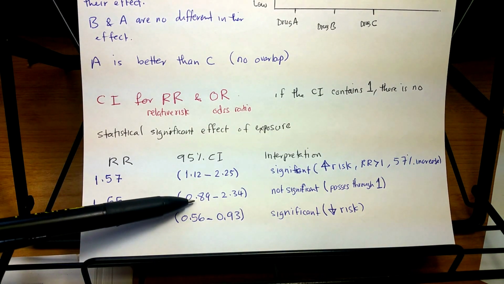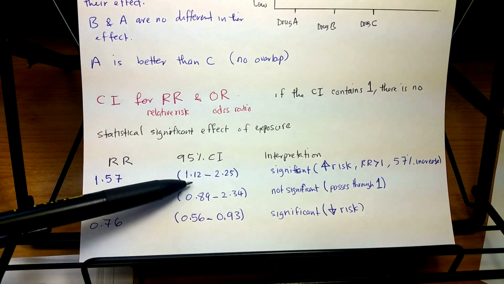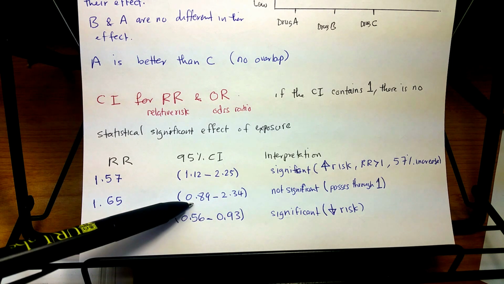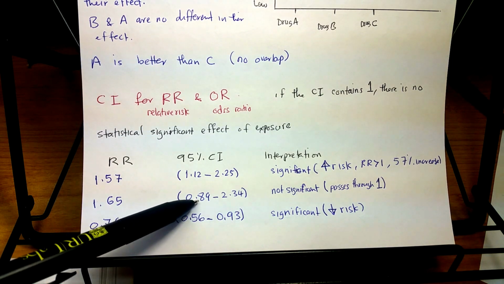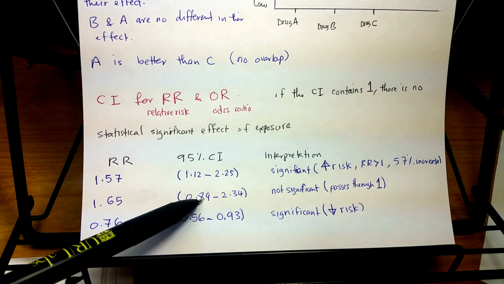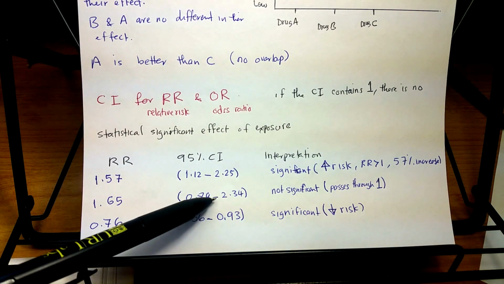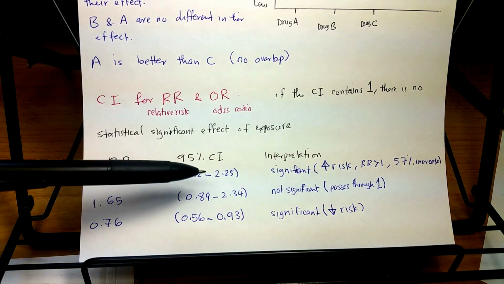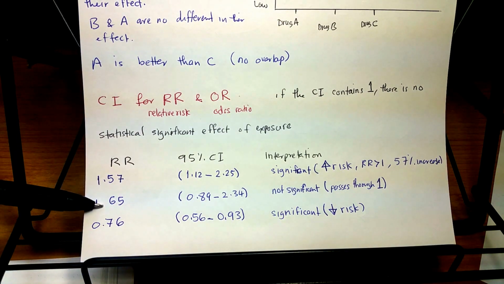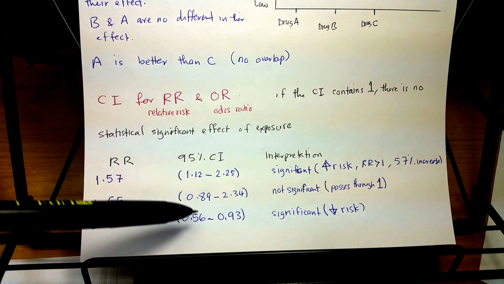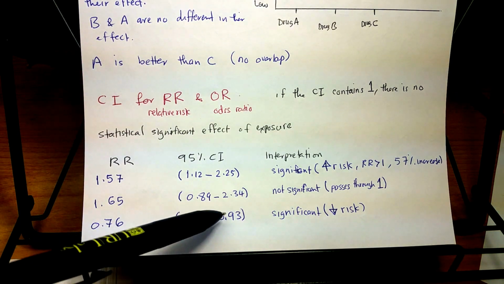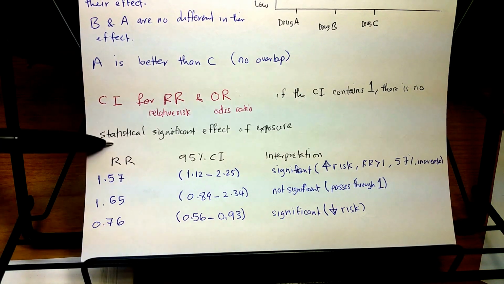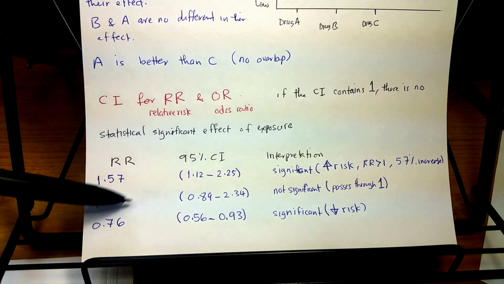Let's look at the other example here. The 95% confidence interval is 0.89 to 2.34. Here it goes from 0.89 to 2.34, so we'll get 1 in between. So it's not significant because it passes through 1, or traverses 1. So you don't even have to look at the relative risk value. Here, from 0.56 to 0.93, it didn't reach 1, and the relative risk is less than 1, so there's decreased risk.